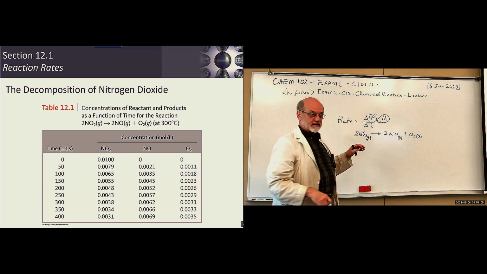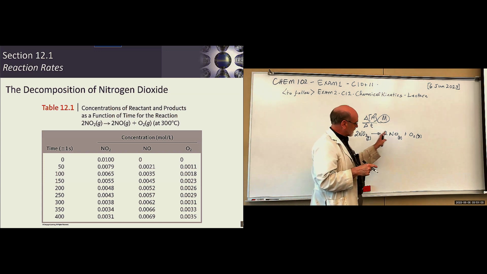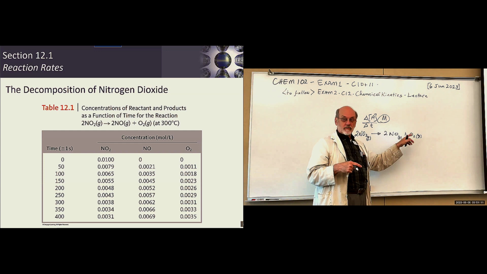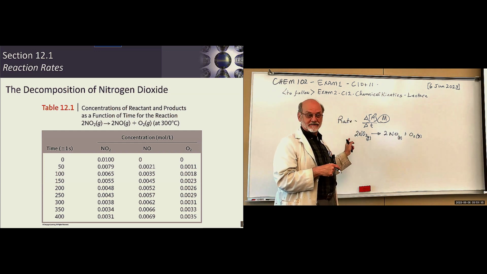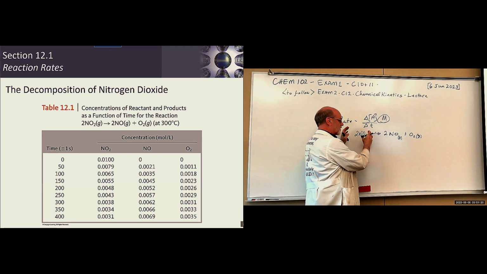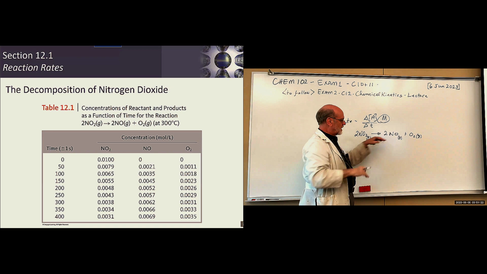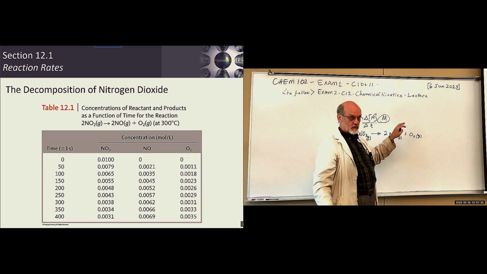The reason for that, and we'll find this out in chapter 13, is that once you start building up products, you can have a reverse reaction. And they can get back together and make reactant. So if you start off initially with only this amount and study the rate at the very beginning, then concentrations of the products would not be a problem.